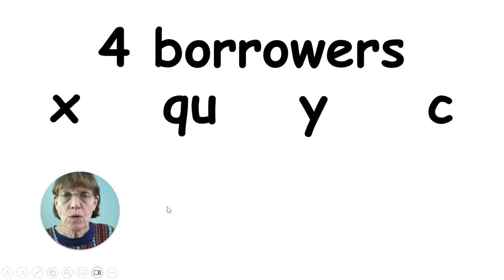So the 4 borrowers in English are X. Q always goes with a U. So you're not going to see a Q by itself. There's always a U. So Q, U, Y, and C.